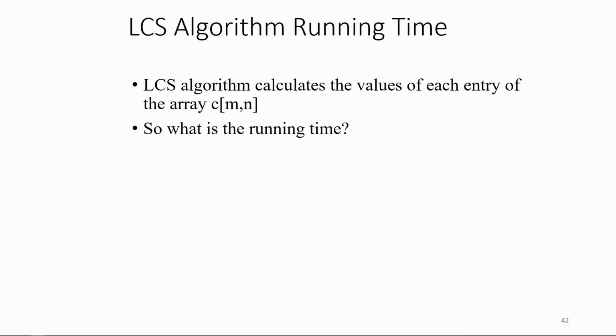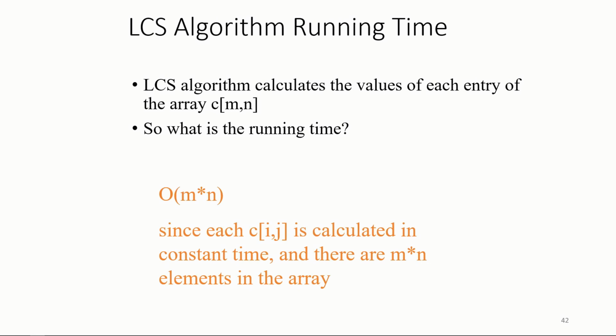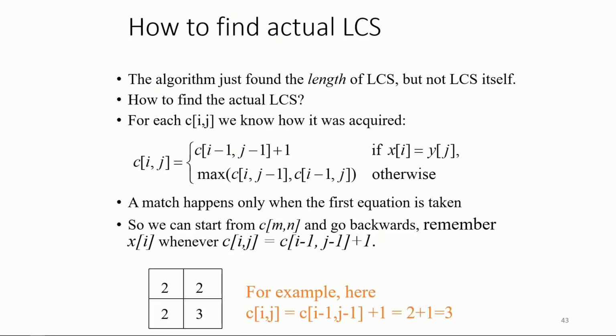For one cell, we take a look at either left and up cell and take the max of them, or we add one with the diagonally up cell. So in total, the runtime of this algorithm is order of m times n, since we are calculating all the cells in the array. So the algorithm so far calculated the length of the LCS, but not the LCS itself. Now the question is how we can find the actual LCS.